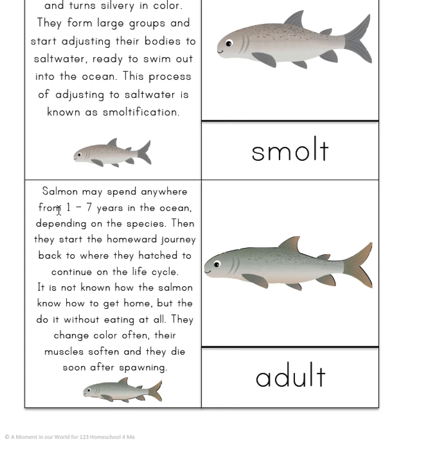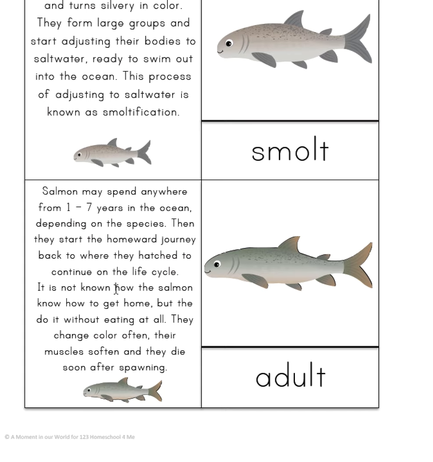Salmon may spend anywhere from 1 to 7 years in the ocean, depending on the species. Then they start the homeward journey back to where they hatched, to continue on the life cycle. So this is the young adult, but remember, on their way back, their bodies again change. That's when they often change color, and we call that part of the adult the spawner.